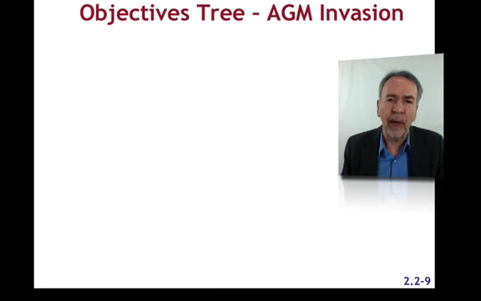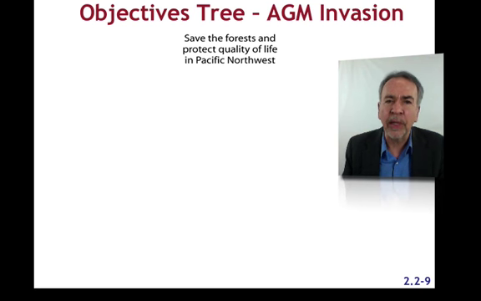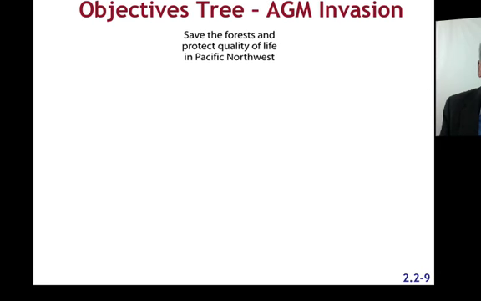So let's go through an objectives tree. At the highest level, the objective was save the forests and protect the quality of life in the Pacific Northwest. You may have had something like that if you talked about the economy. That's great as well. But we want a high-level visionary objective that allowed the governor to explain to the citizens why there would be low-flying helicopters spraying mist over their neighborhoods.